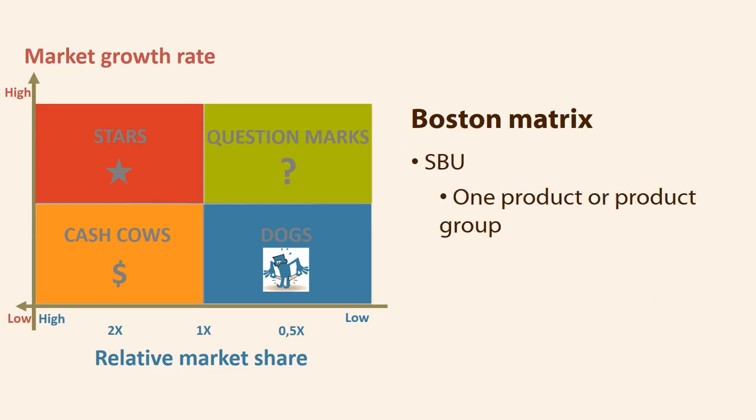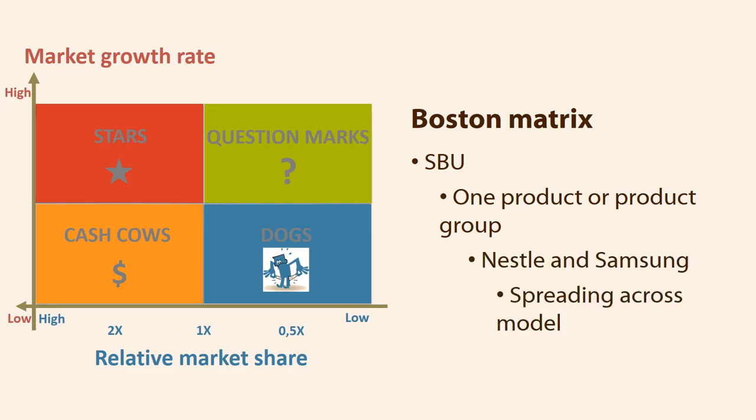An SBU may consist of a product or product group. Nestlé and Samsung have many SBUs. Both companies are spreading their SBUs across all fields of the model. There are also companies that have only one SBU. Startups often offer only one product and thereby only have one SBU.